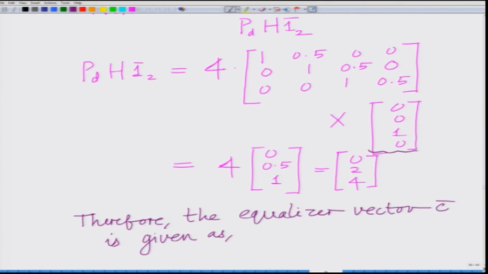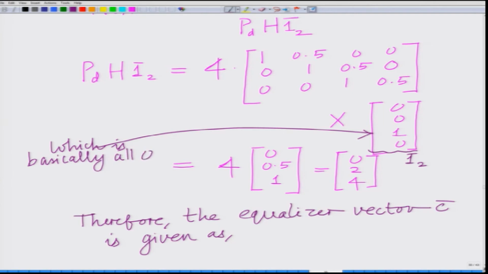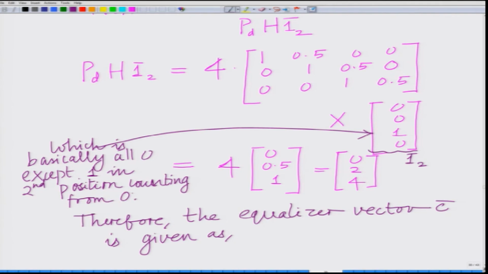By the way, this is your vector 1 bar 2, 0 0 1 0, which basically has 1 in the second position, all 0 except one in the second position counting from 0.